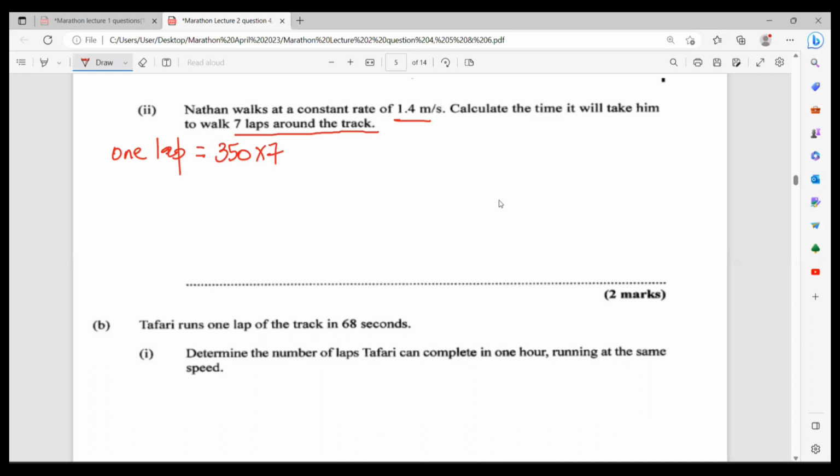Tell me if you know. Agree, 1 lap is 350. Hold on, let me not put the 7 there, my bad. 1 lap is 350 meters. That's 1 lap, we just confirmed that. So 7 laps is 350 meters times 7, so 7 laps is going to be 2,450 meters. Think about this. You know that this is the distance, right?